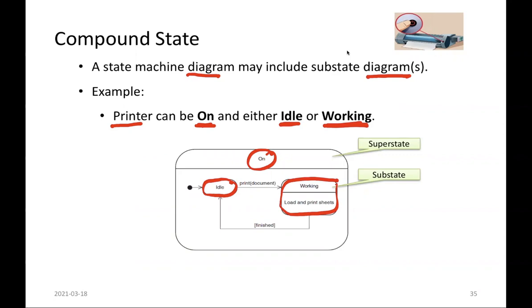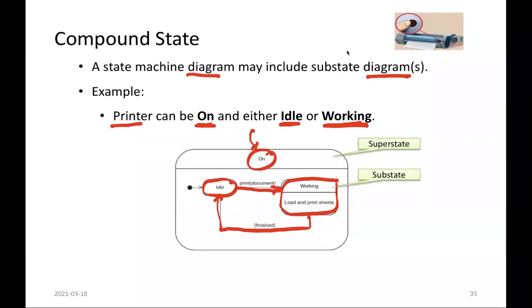And the transition between idle going to working means if there is a request, or by a print trigger, we'll move from idle to working. And when the job is completed, we go back to the idle case. So this is what we call a compound state.